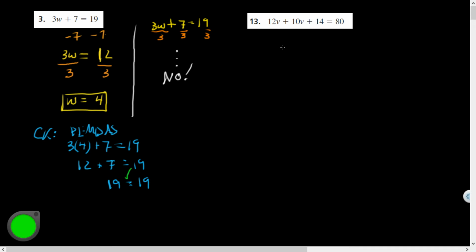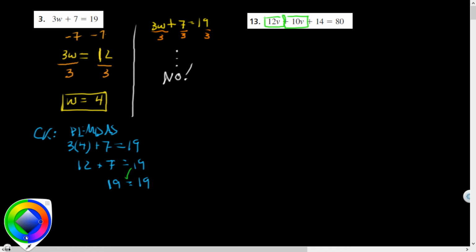So let's see over here, question 13. Now, I don't want to start solving yet until I simplify. Are there any like terms that I can combine over here? Any like terms? Which ones do you think are like each other? Yeah, 12v and 10v, those are buddies. They've got the same variable and the same exponent, so those are like terms.